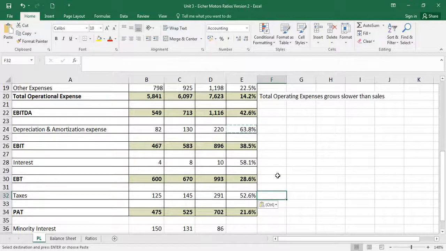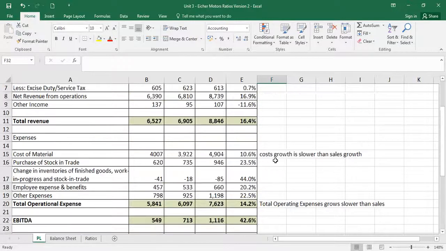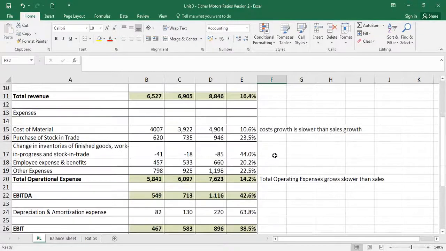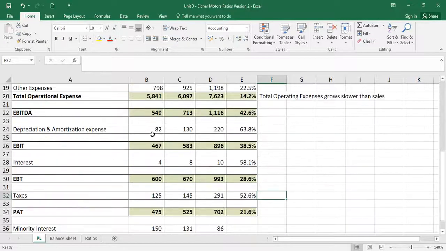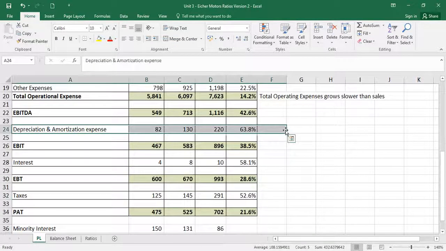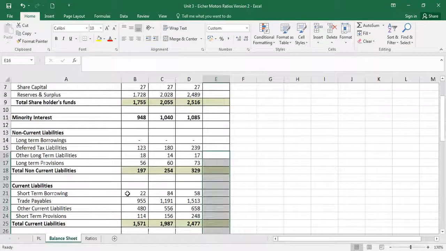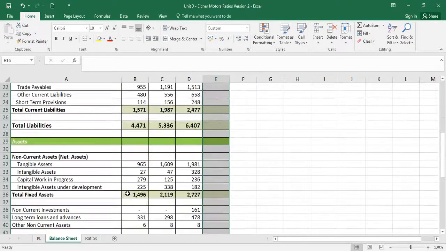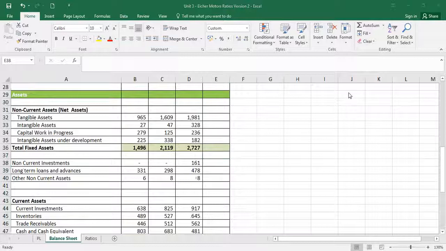So that's the CAGR analysis in terms of how the company has grown. It gives us a couple of ideas that costs are not keeping pace with sales, but at the same time, there seems to have been some capital expenditure. That should also be evident in our asset scenario. So if you look at tangible assets here, there is a significant jump in tangible assets, right? So 1496 total fixed assets has almost gone up by 100% to become 2727, right?